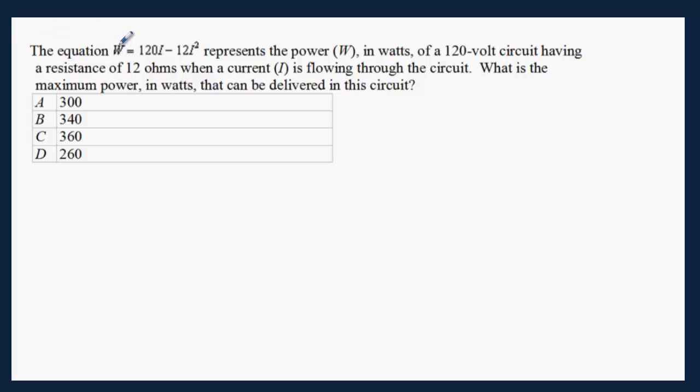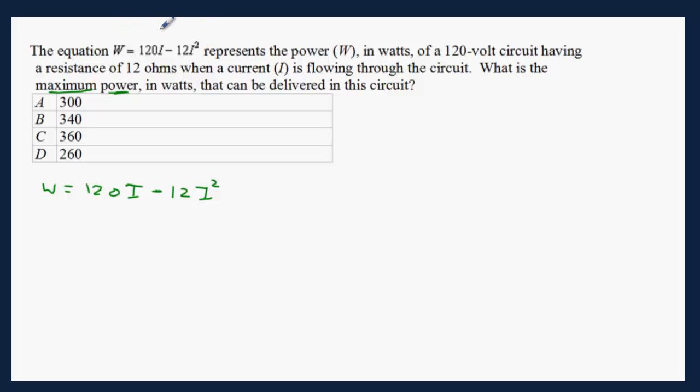The equation W equals 120i minus 12i squared represents the power W in watts of a 120 volt circuit having a resistance of 12 ohms when a current I is flowing through the circuit. What is the maximum power in watts that can be delivered in this circuit?